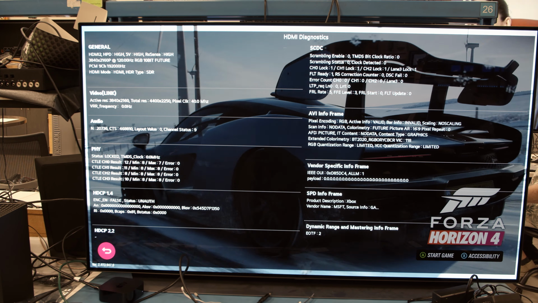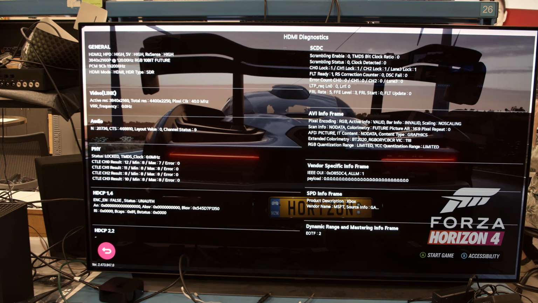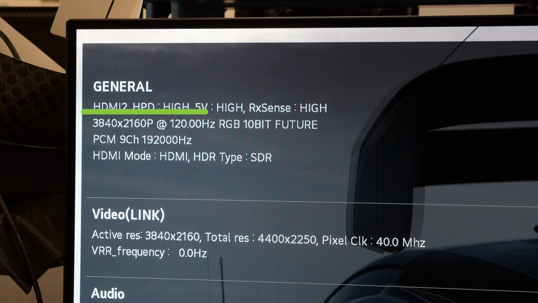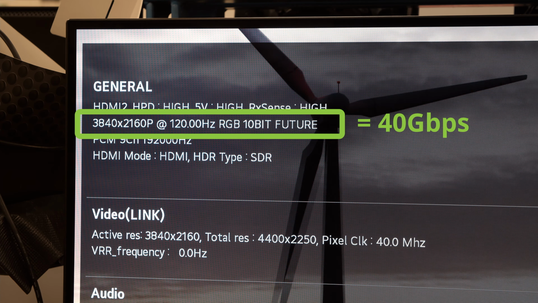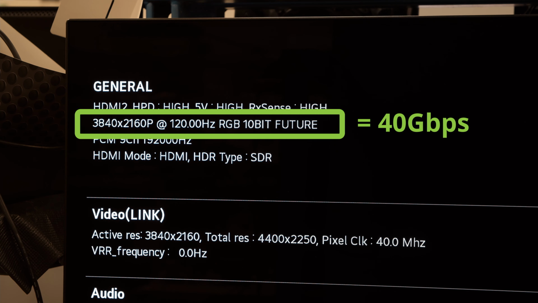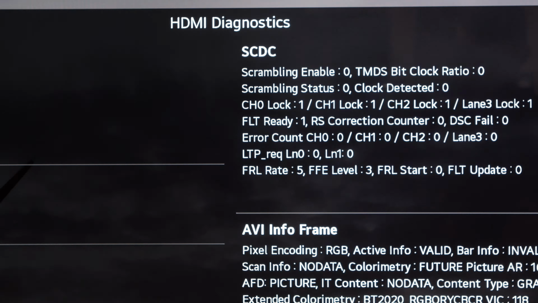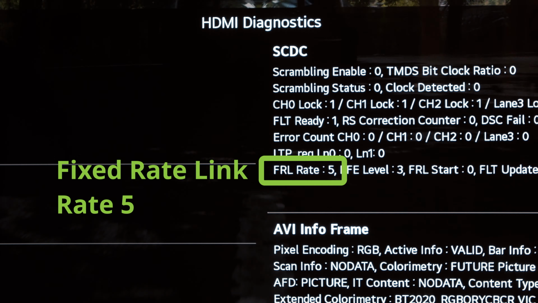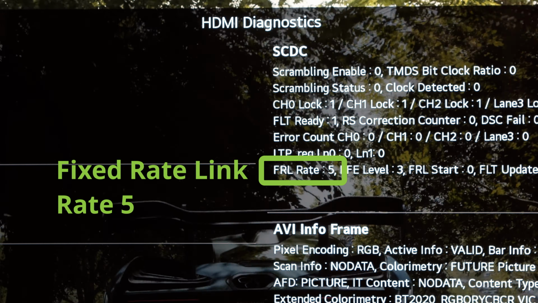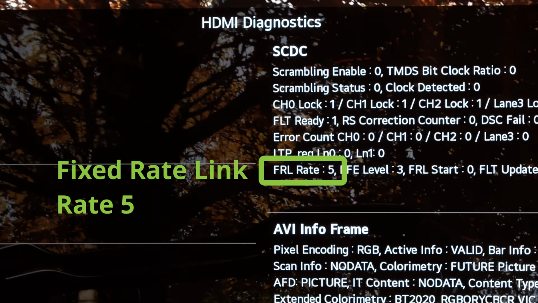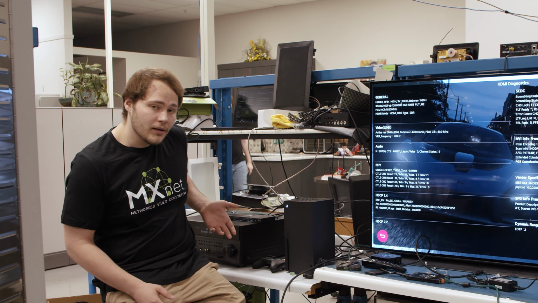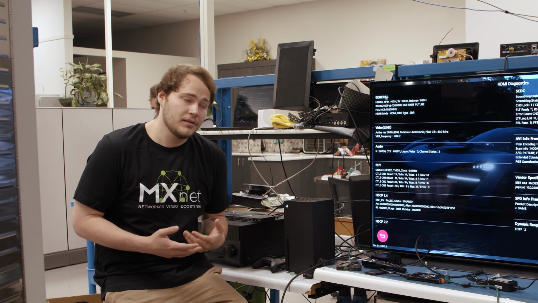As you can see by the HDMI diagnostics page of the LG, we're getting a 4K 120 RGB 10-bit signal, which is equivalent to 40 gigs per second. You can also tell that we're doing fixed rate link, which is the new HDMI 2.1 mode of transmission, by referring to the FRL rate of 5, which is also a 40 gigs per second link rate. You're not hearing any audio because the audio free run isn't enabled.